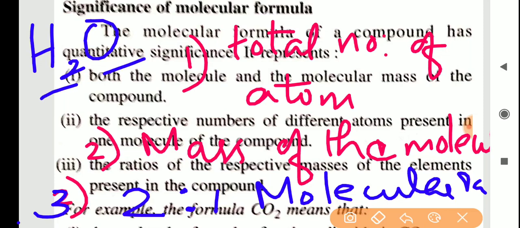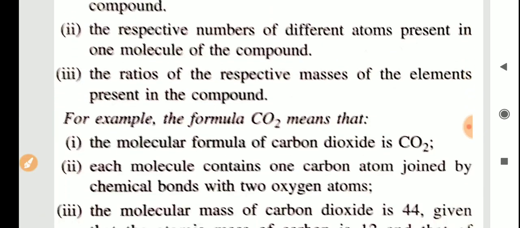And the mass of the molecule: the mass of hydrogen plus the mass of oxygen will give the total mass of the molecule. And the third point, in what ratio are they present? 2:1 ratio. The ratio of the atoms in the molecule we can also find from a molecular formula.